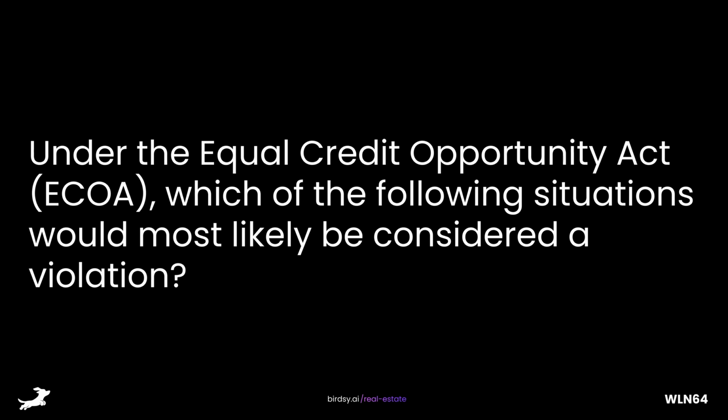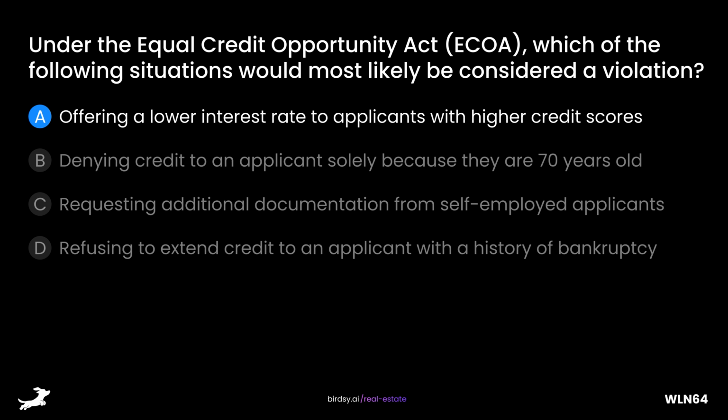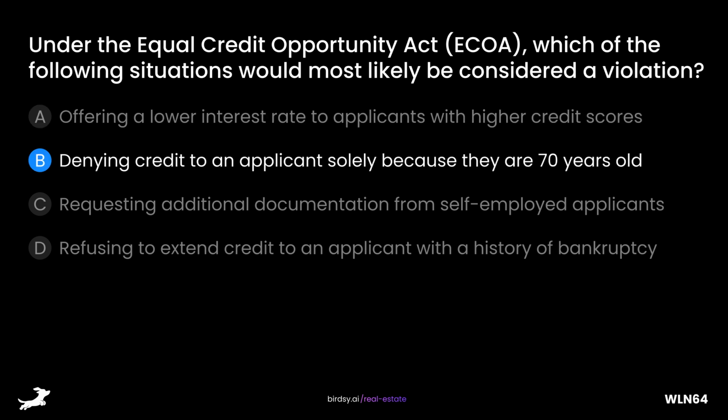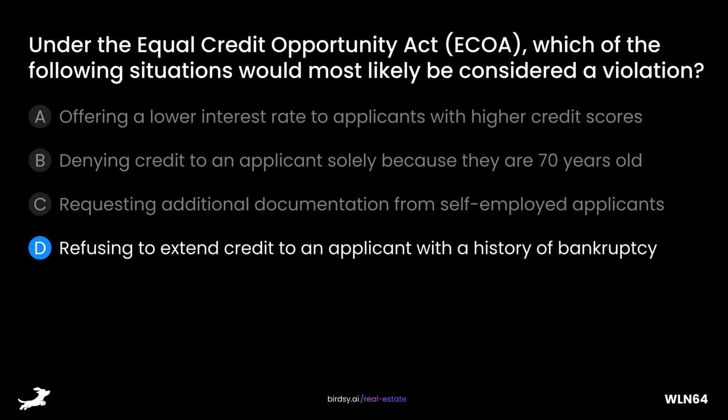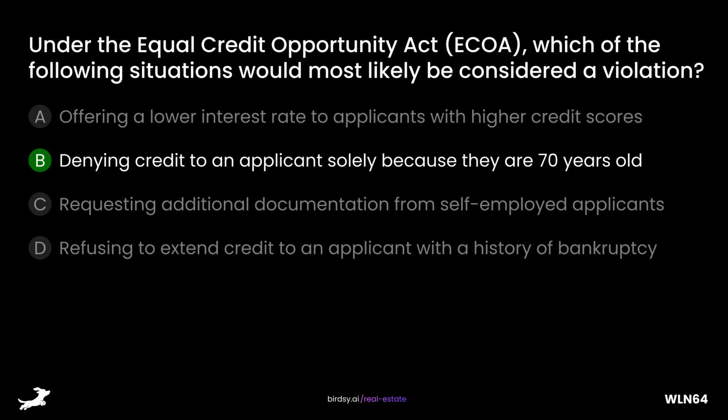Under the Equal Credit Opportunity Act, which of the following situations would most likely be considered a violation? Is it A, offering a lower interest rate to applicants with higher credit scores? B, denying credit to an applicant solely because they are 70 years old? C, requesting additional documentation from self-employed applicants? Or D, refusing to extend credit to an applicant with a history of bankruptcy? The answer is B, denying credit to an applicant solely because they are 70 years old.